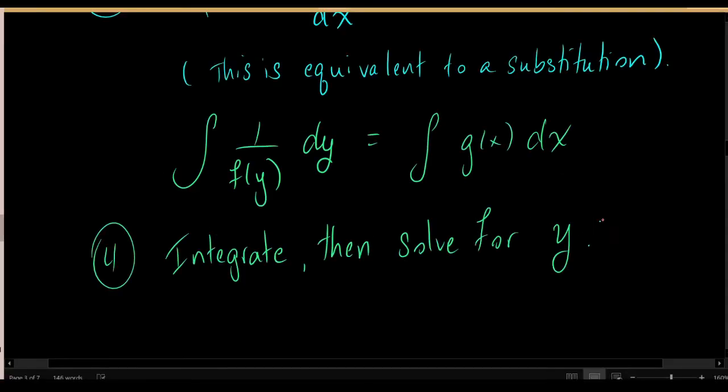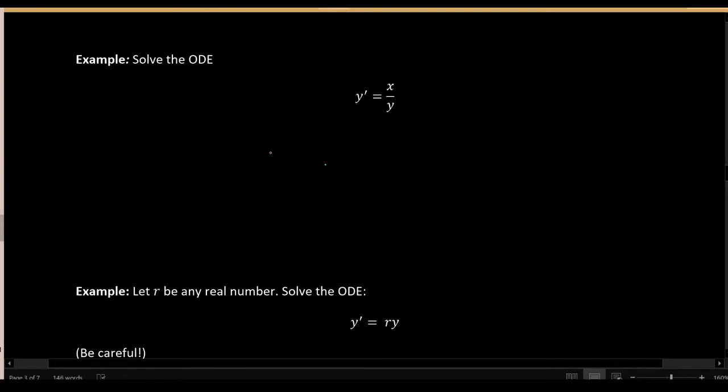Let me show you what I mean. So let's go ahead and solve the ordinary differential equation y prime equals x over y. So the first thing that I'm going to do is rewrite this so that the function of y alone is on the left-hand side of the equation and the function of x alone is on the right-hand side of the equation.